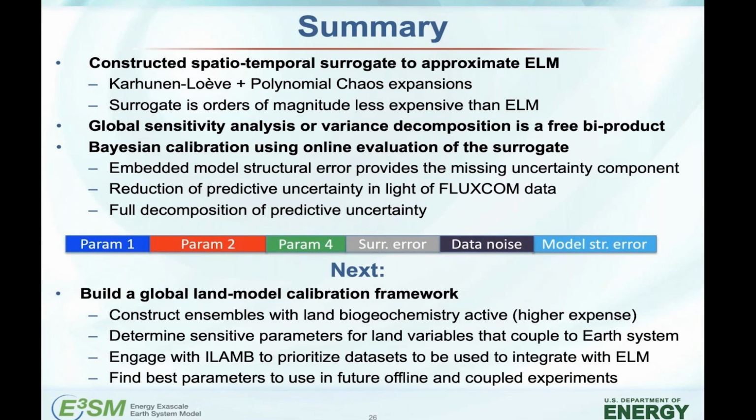There are several steps we have next, but one of them is building a global calibration framework to construct ensembles with land biogeochemistry active, because the one we have here is a simpler case without that being active. So it will be higher expense, perhaps a smaller ensemble size. And determining sensitive parameters for variables that couple the Earth system, as well as engaging with ELM to prioritize datasets to be used to integrate with ELM. Here we only use FLUXCOM and we only use GPP data. So that will help us find best parameters and best parameter regions to use in future offline and coupled experiments.